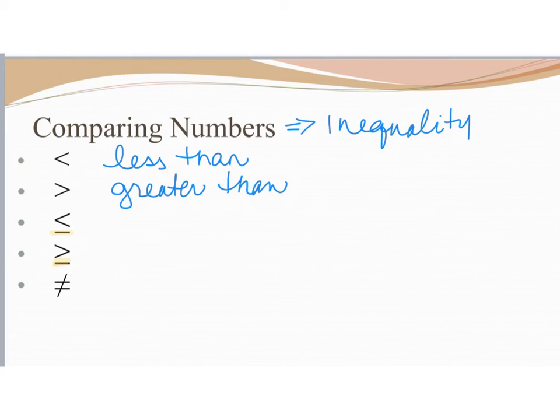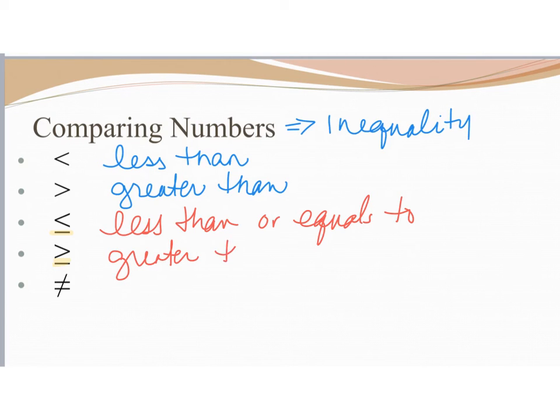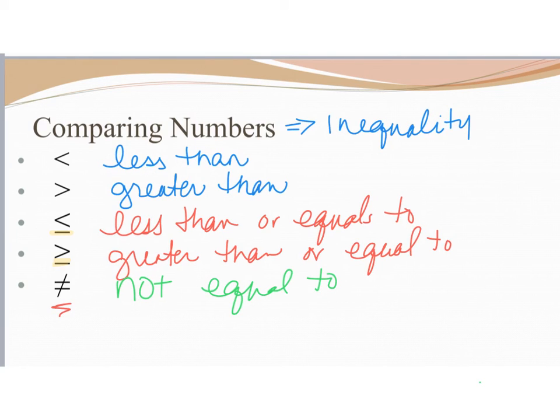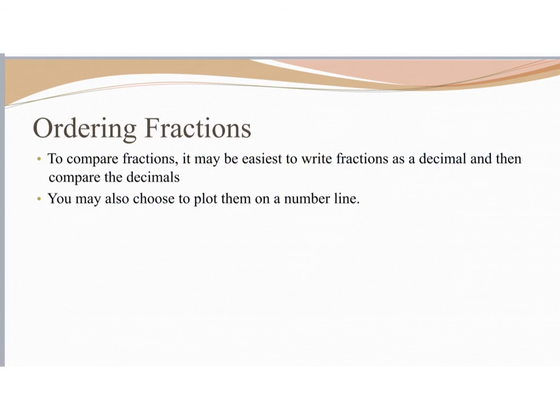So we can write that in. So less than or equal to. Likewise, the next one is greater than or equal to. And finally, we have this symbol here that kind of looks like an equal sign, but it has a slash through it. So this is going to mean not equal to. And we're going to use these to help us compare some numbers.